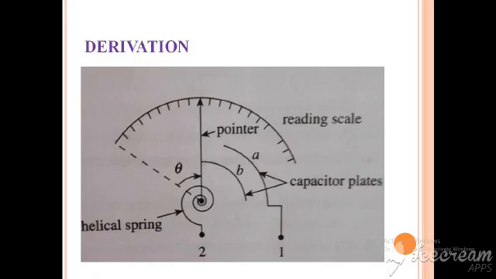Let's get into the most important section of this presentation, the derivation. So here is the sketch of an electrostatic voltmeter. Look at it carefully. It has a pointer, a reading scale to show the magnitude, two capacitor plates and a helical spring. Let's find out the application of all these parameters in the next slides.